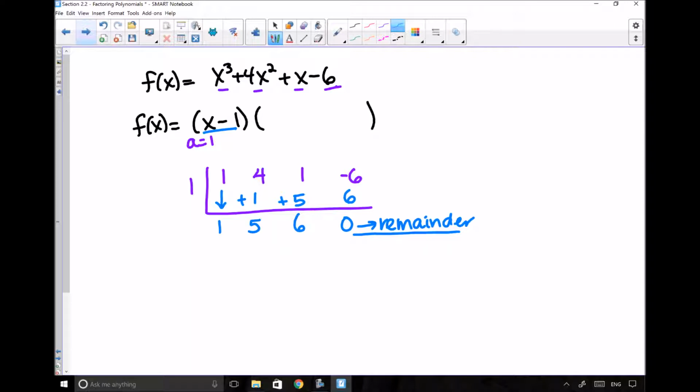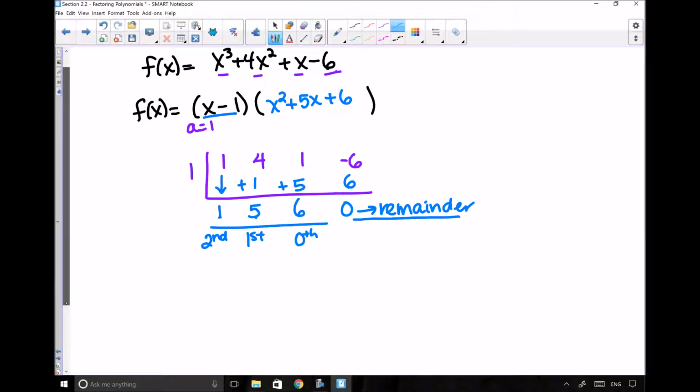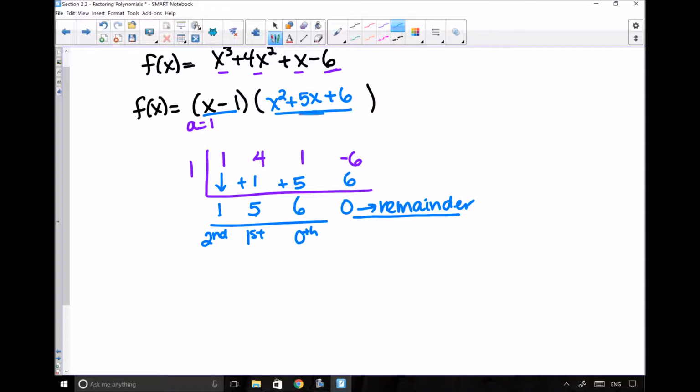So what does this mean? Well, this right here is going to be my 0th term. This is going to be my first degree term, and this is going to be my second degree term. So that means that I end up getting x squared plus 5x plus 6. 1x squared plus 5x plus 6. Well, now that I've done that, this piece right here is super easy to factor. I don't have to worry about the factor theorem anymore. So let's see what ends up happening.